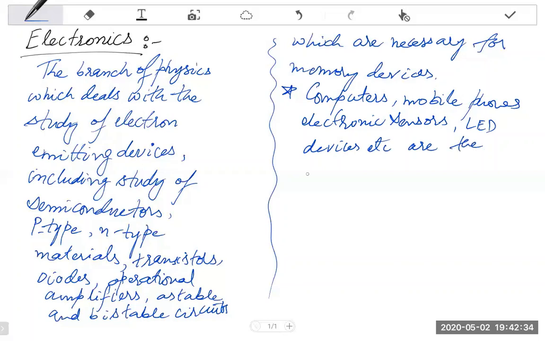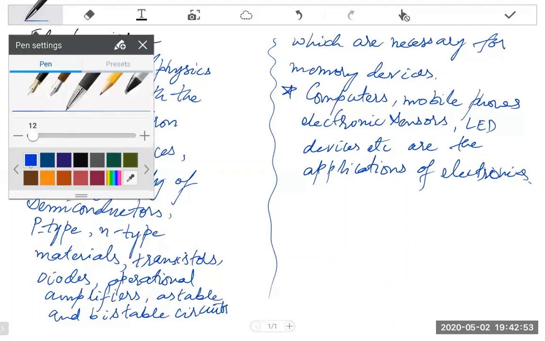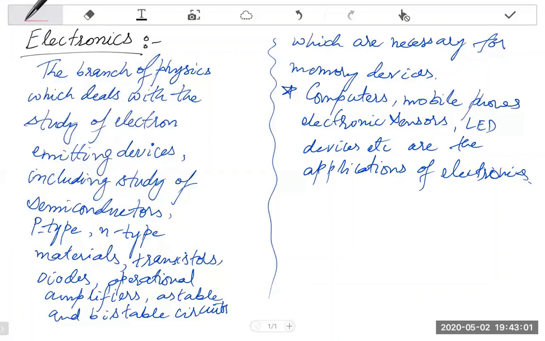The application of electronics. Right? This is a brief introduction of electronics. Basically, the key thing that was a revolution in physics, or you can say a revolution in electronics, was the introduction of semiconductors. The most important part is semiconductors.